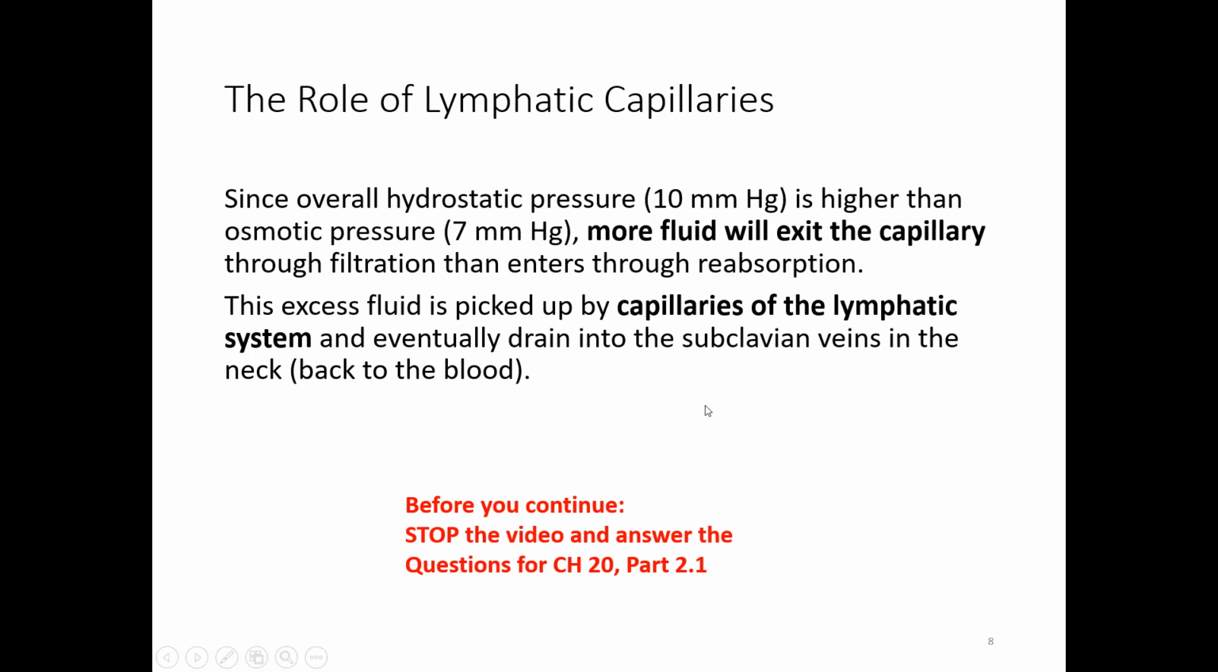Why is it necessary to leave part of the fluid in the tissues? Because when it's going through the lymphatic system, it will be cleaned, going through the lymph nodes. Those will clean that fluid from bacteria, viruses, cell debris, and also from cancer cells. Before you continue, please answer the questions for part 2.1.